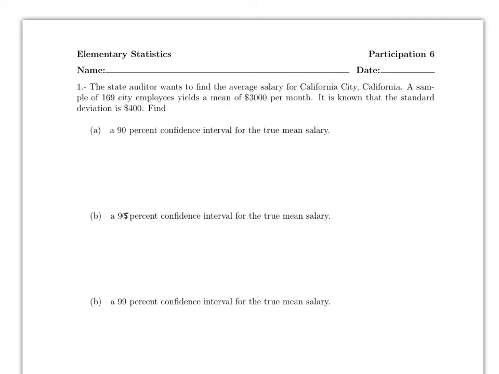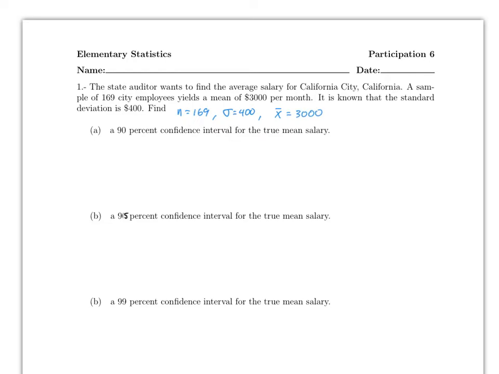So let's start here. It says the state auditor wants to find the average salary, and you have a sample of 169, which, notice, is more than 30. It's known that the standard deviation is 400, so they give you sigma. Because of this, you have to use z and not t. And x bar is equal to 3000.